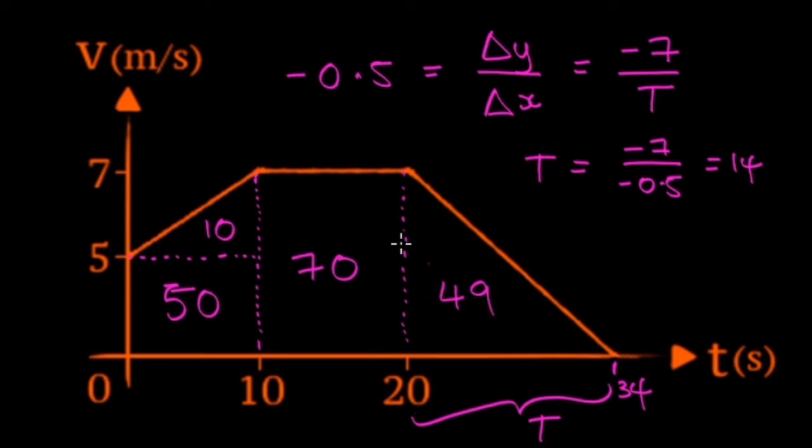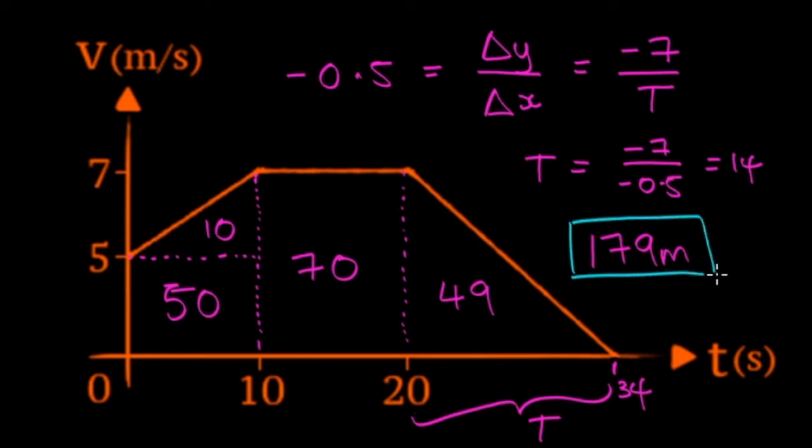So the total area here, the sum of these areas, represents how far the cyclist has travelled in those 34 seconds. So if we take the sum, we have 10 plus 50, 60, plus 70 is 130, plus 49 is 179 meters in total.